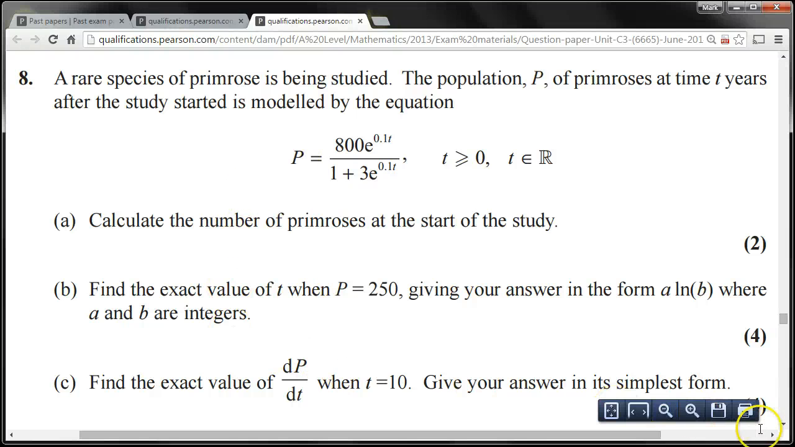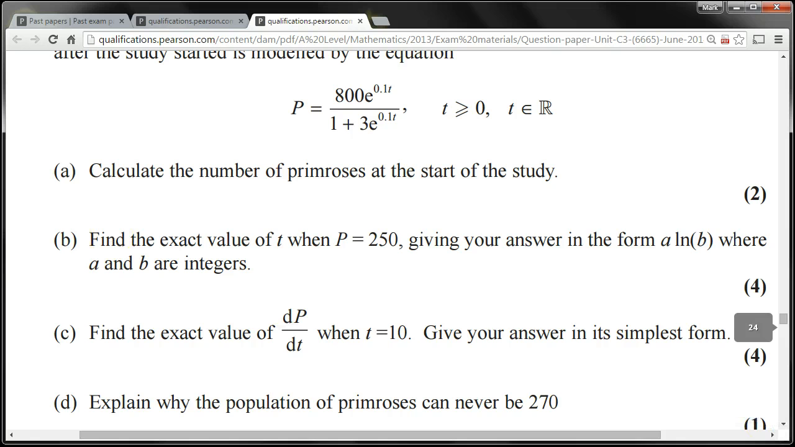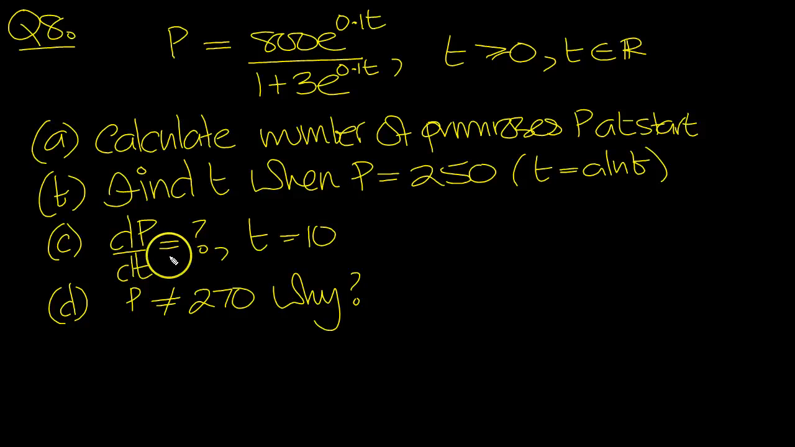Question 8. There's a part D as well. There it is. Got it summarized over the page. Okay, so let's have a look at this then.